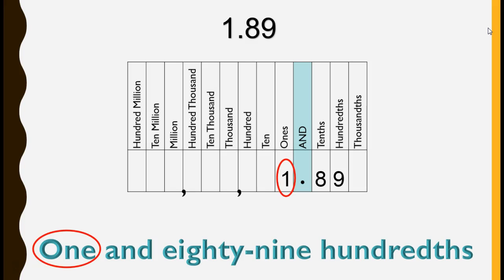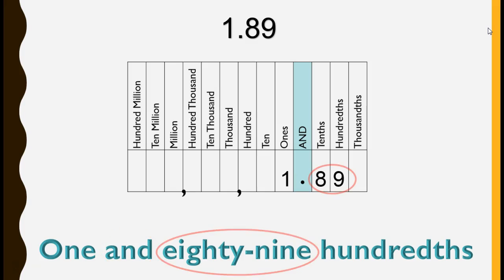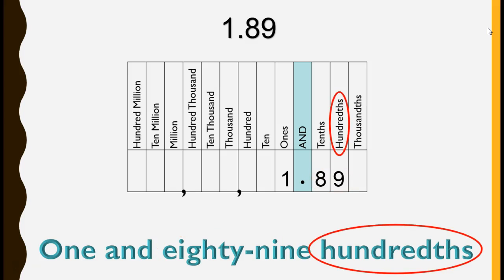Then you say the decimal, and then you take a look at the number after the decimal, 89. That's easy. And then you look at the very last place value that's showing, hundredths, and you say that. So this would be 1 and 89 hundredths. All right, so now let's look at another example.